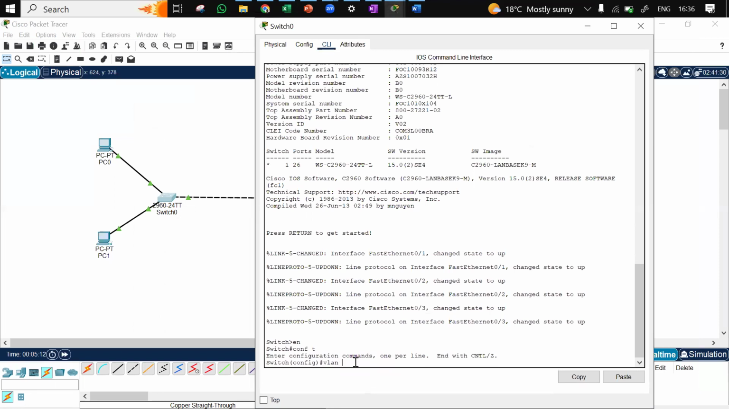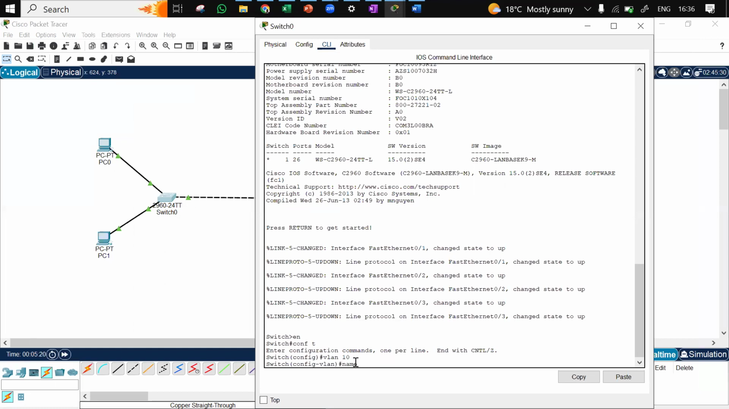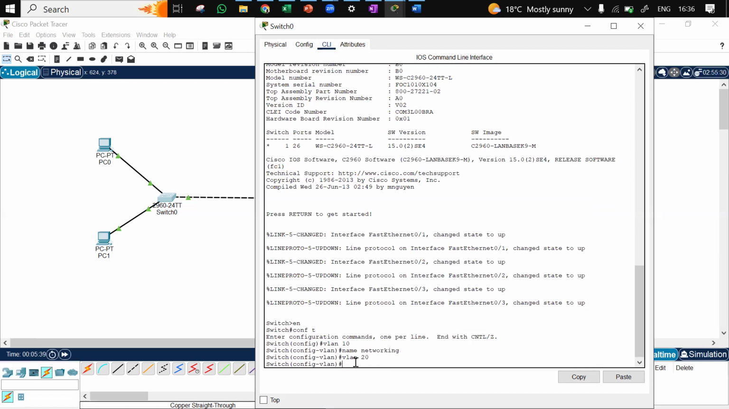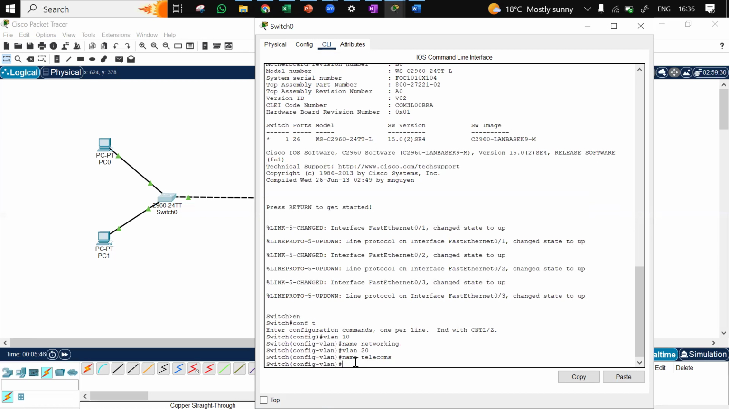VLAN 10, name networking. Then we create another VLAN, VLAN 20, name telecoms. My VLANs are done.